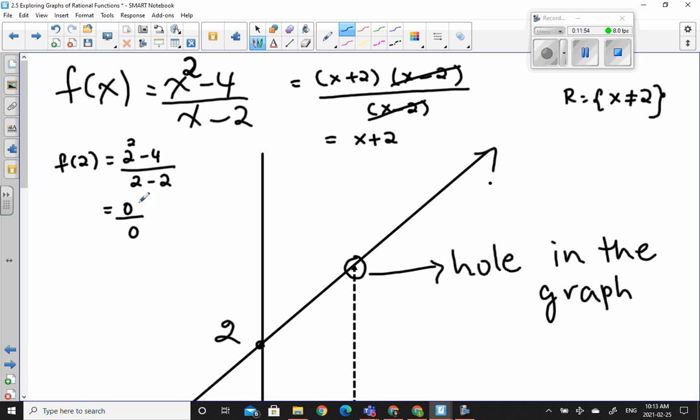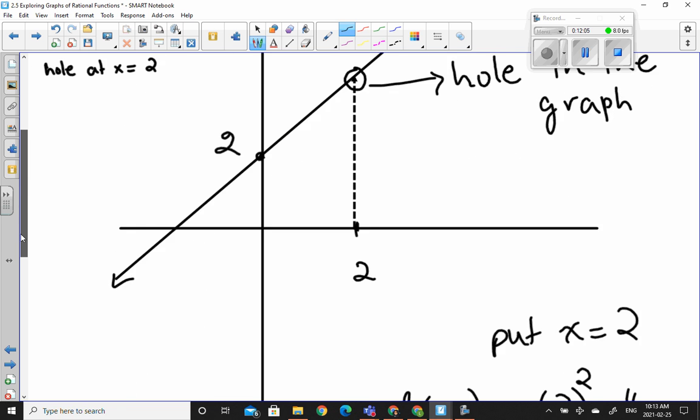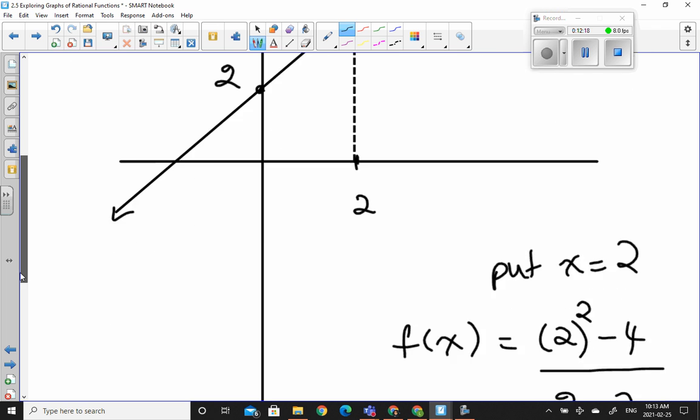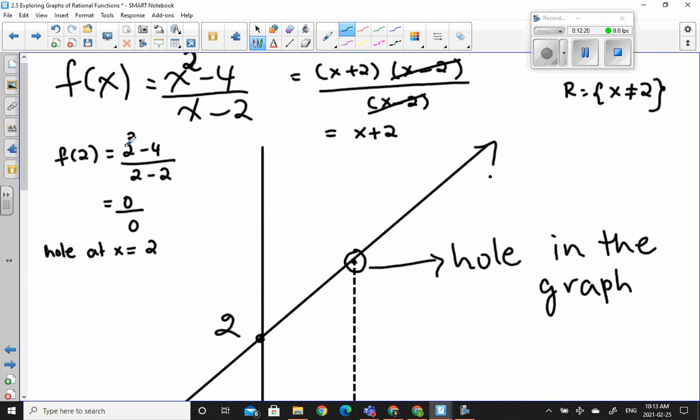So there is a hole in the graph at x equals 2. Though you would be graphing this as a line, like this, y equals x plus 2, you would also have to put a hole at the x value of 2 to show that that is a discontinuity. Okay, because notice that at that value you get 0 over 0.